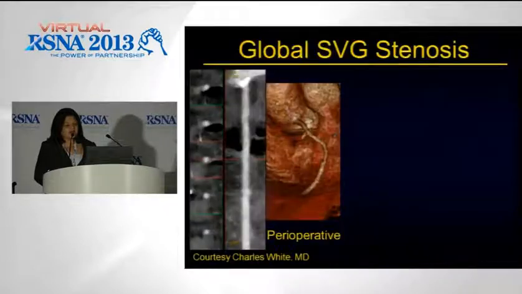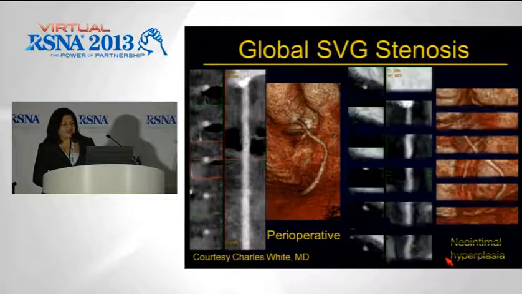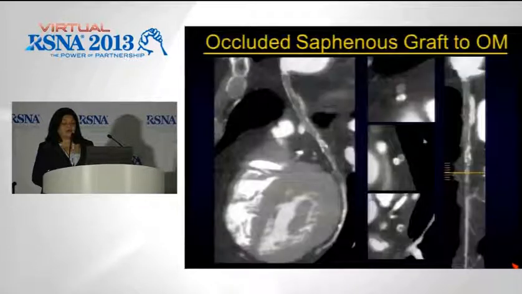This was another image that was given to me by Charlie White. In the perioperative period, the graft looks widely patent, and then over time, you've got a thin rim here, edge of non-calcification, like grayish stuff, which was neointimal hyperplasia. I really haven't come, even though I've seen it in many papers and things, I personally have not come across it at all.